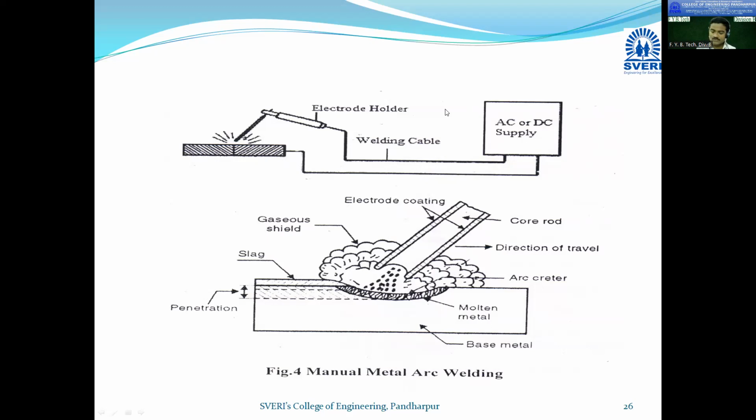The electrode used, so whatever the welding rod, we can say, whatever the welding rod we are calling as the electrode. The electrode is used in arc welding, is coated with flux.